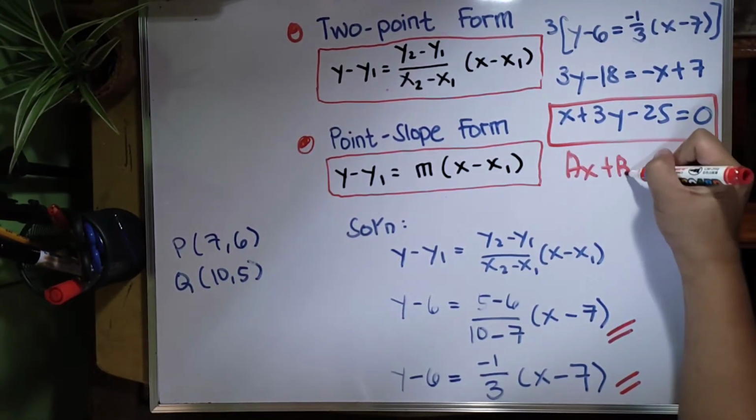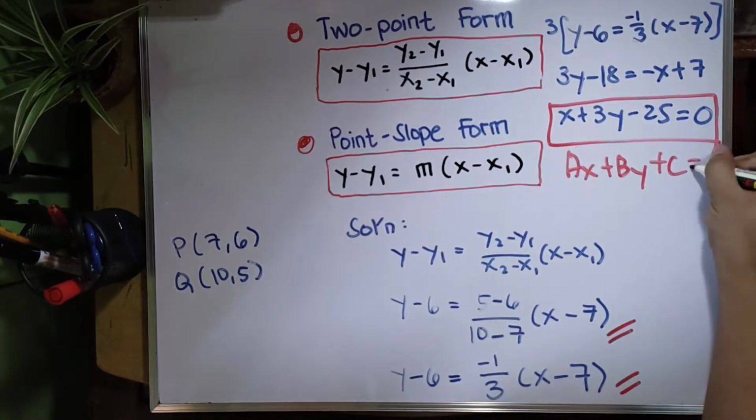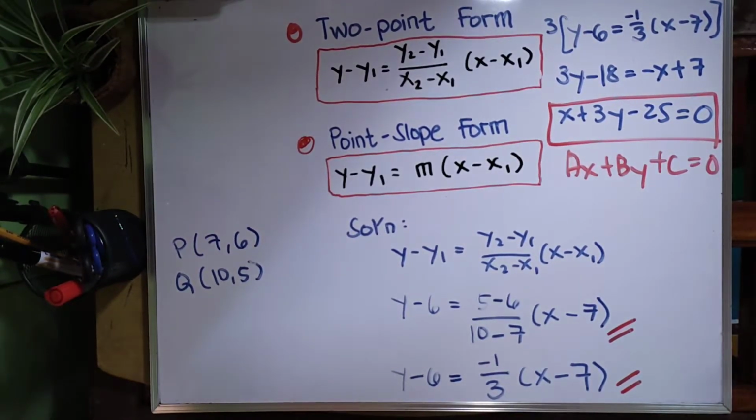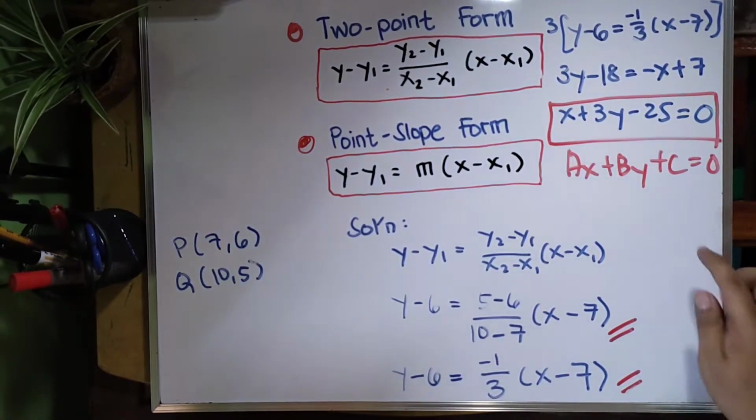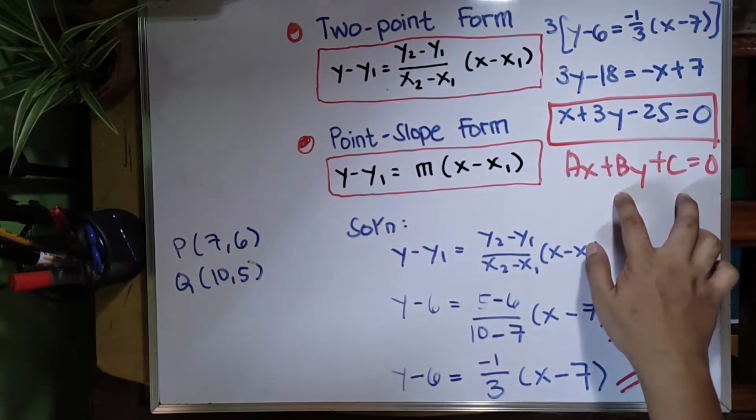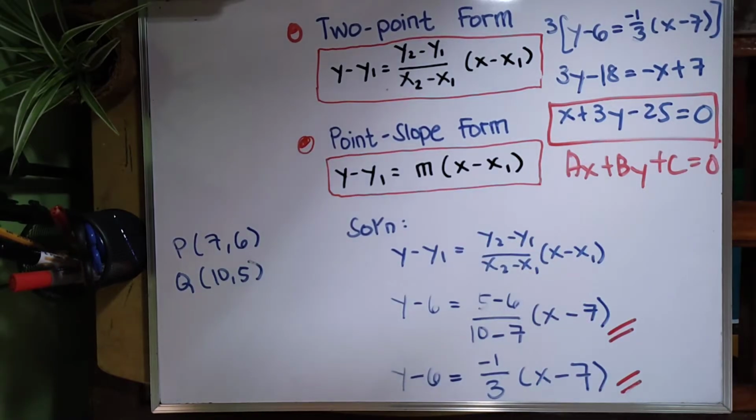Ax plus by plus c is equal to 0. So from 2-point form, magiging point slope form, and further simplification, magiging general equation. Okay? Okay, madali lang.